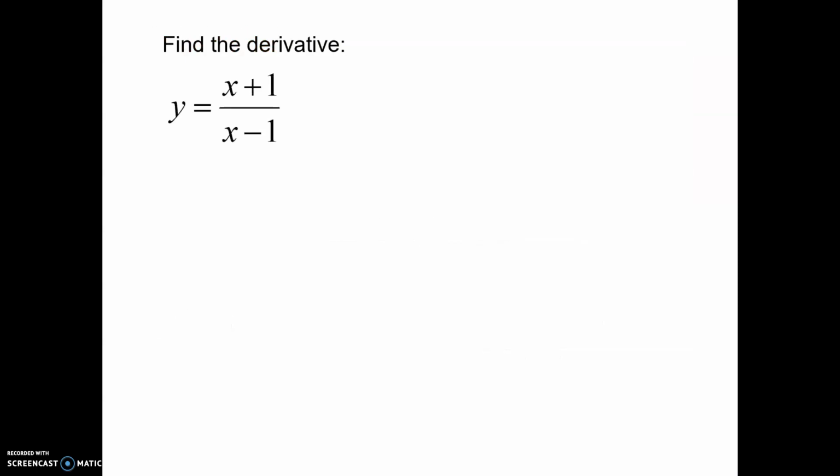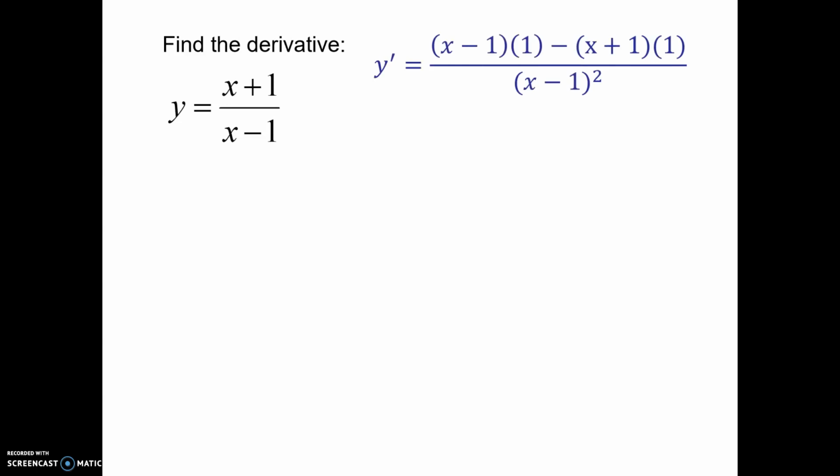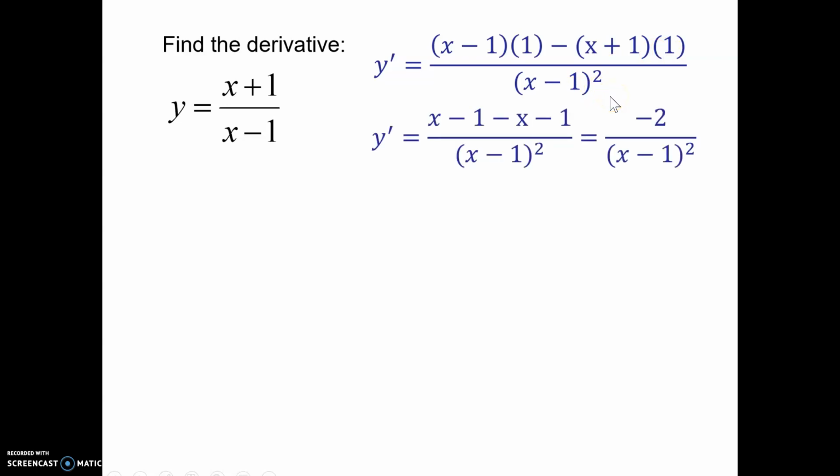Find the derivative. Notice we have low d high minus high d low over low squared. Denominator, derivative of the numerator, minus numerator, derivative of the denominator over the denominator squared. Simplifying the numerator, we get negative 2 over x minus 1 squared. By the way, we leave that factored form in the bottom. We hardly ever actually FOIL that bottom out, but we usually simplify the numerator.